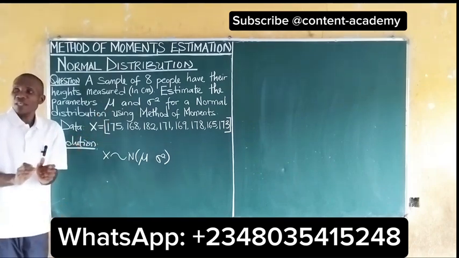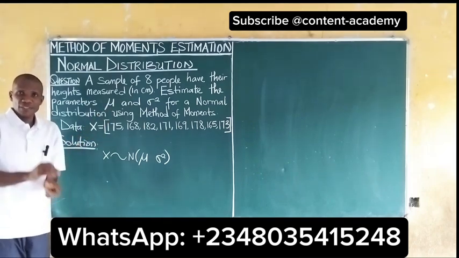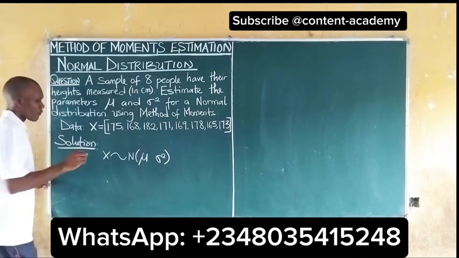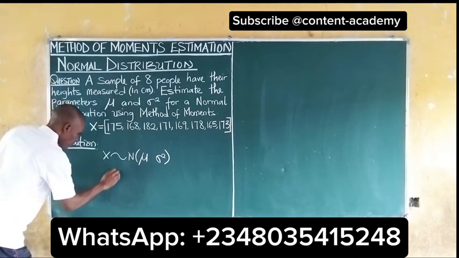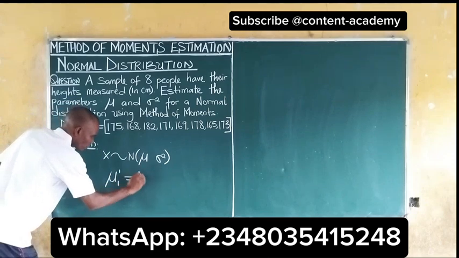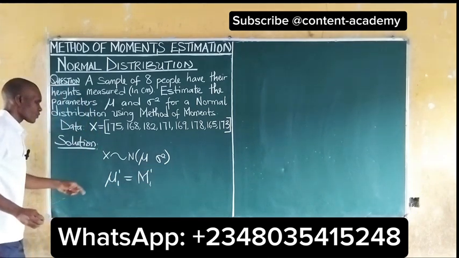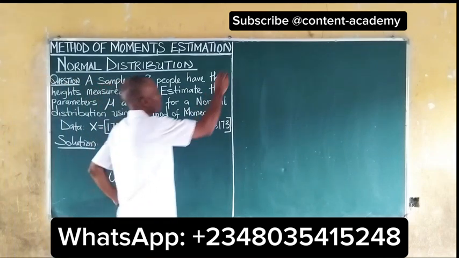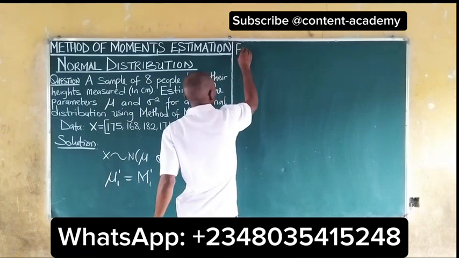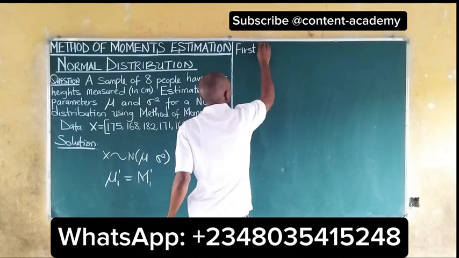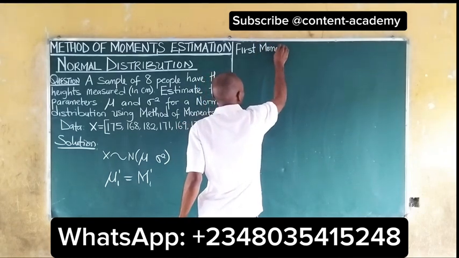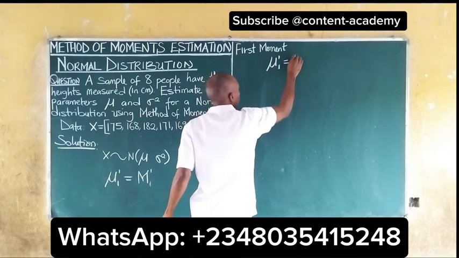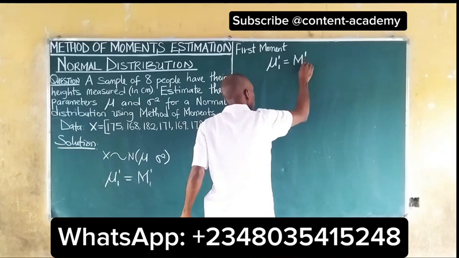Since we have two parameters, we will have the first moment and the second moment. The solution for the method of moments is found when the population moment is equal to the sample moment. So the first thing for you to do is to write the first moment. For the first moment, the population mean is equal to the sample mean.